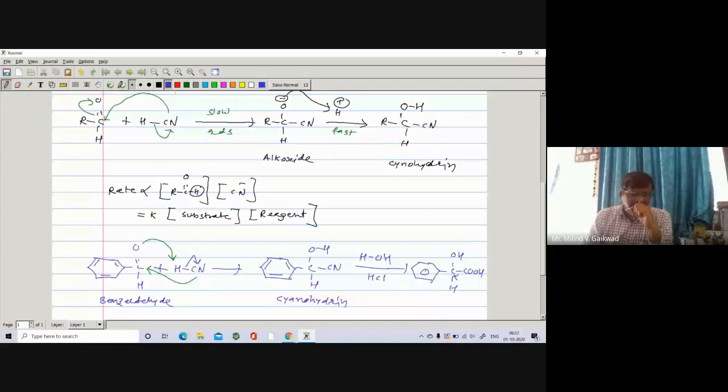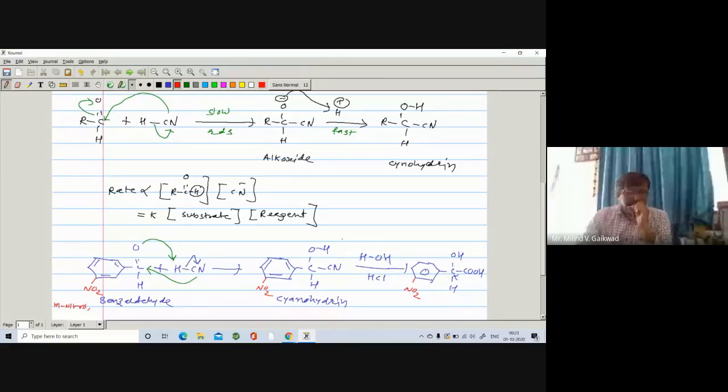Similarly, we can make another example. At the ortho position, meta position, or para position, we can put another group. For example, if you take NO2, then meta-nitrobenzaldehyde. Here is the ortho position, here is the meta position with NO2. You can also replace NO2 by any other group. So this is your next example. In this way, we can write a number of examples. Right, now we'll take another example.